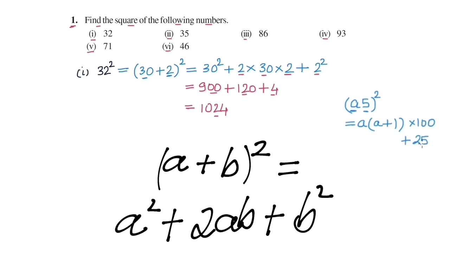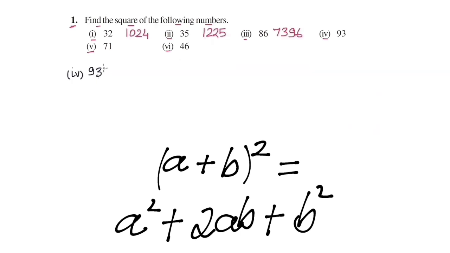Now if we just see the second part of this question, that is 35. As we have already learned about this concept, I think it will be easy for you to do. As you can see here, I have also written the formula that we used while solving this type of question. Now moving to question number 4.